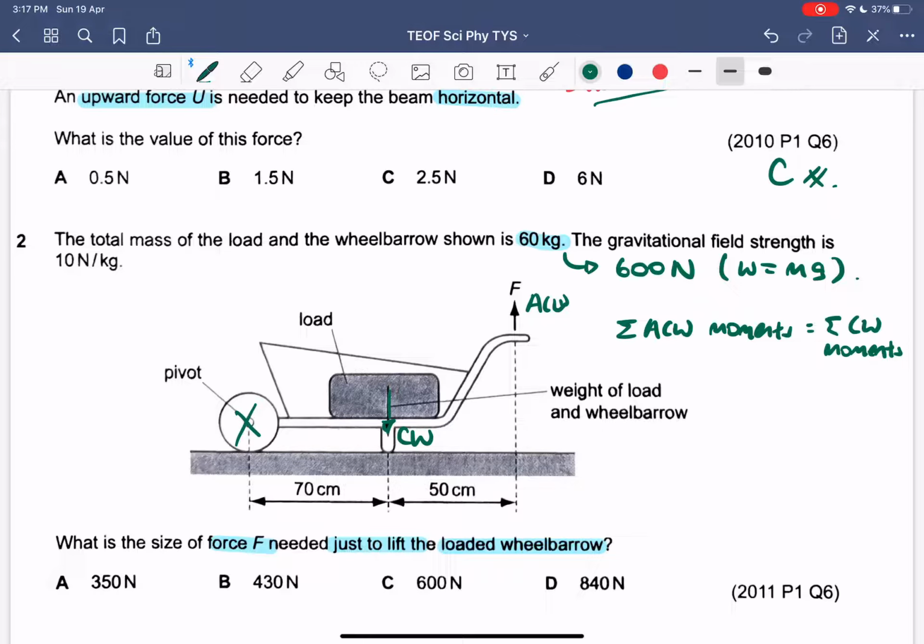So for anti-clockwise moments, it will just be F multiplied by the distance. Distance isn't 50, it must be to the pivot. So we have 1.2 meters, equals the clockwise moments caused by this force, and we know this to be 600 newtons. So equals 600 multiplied by its distance from the pivot, which is 0.7. Therefore, F will simply be 35 newtons.